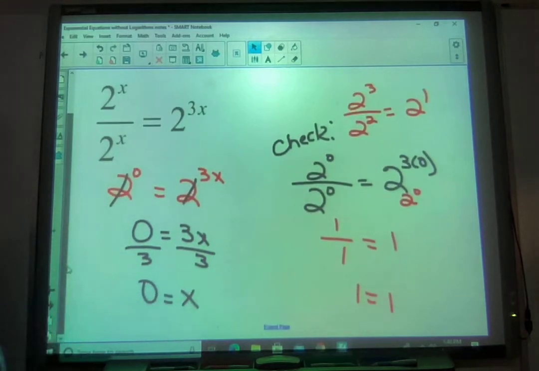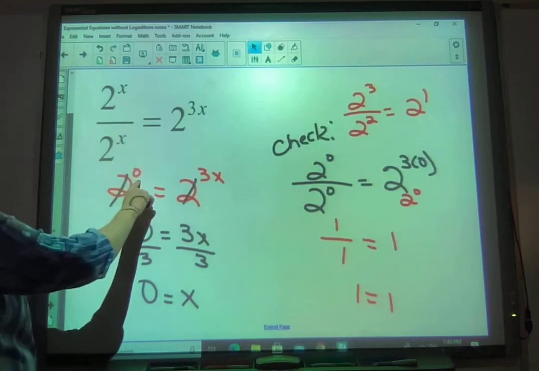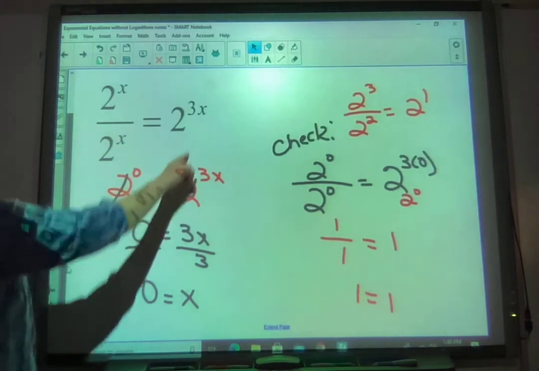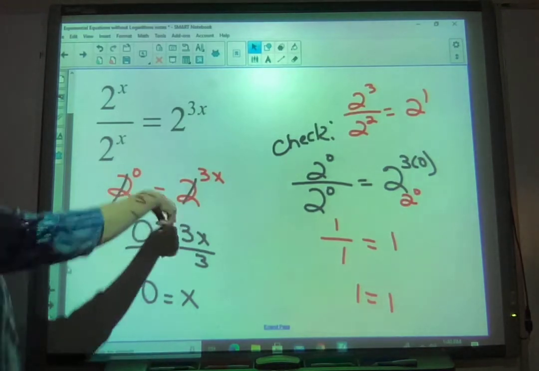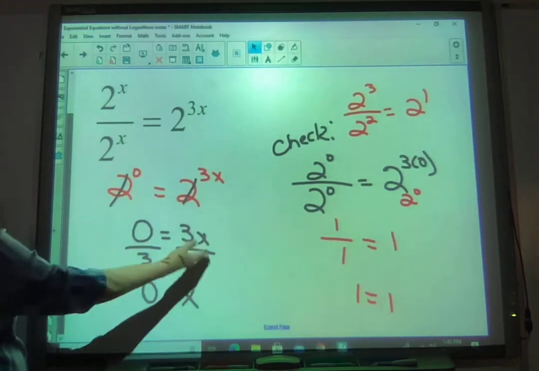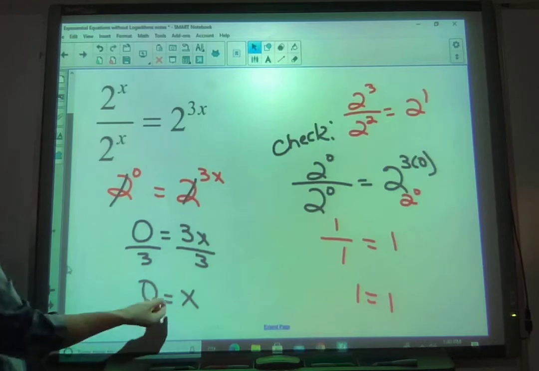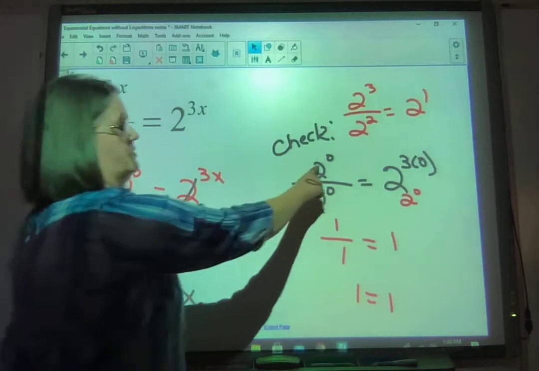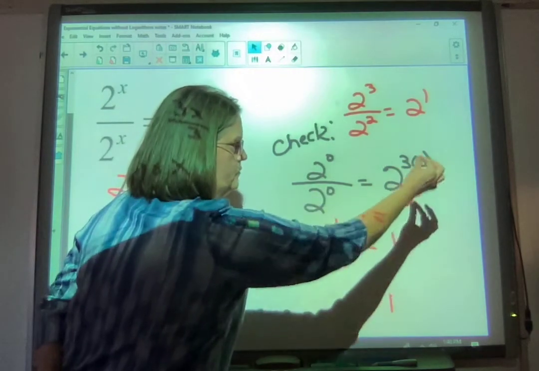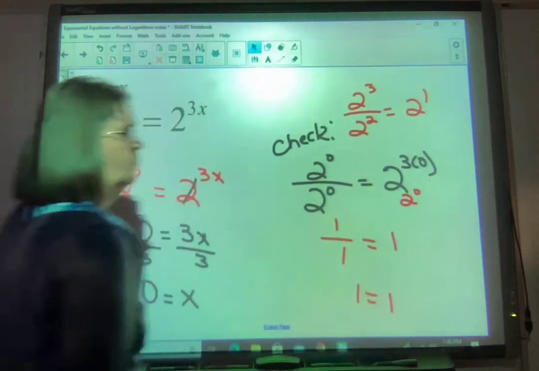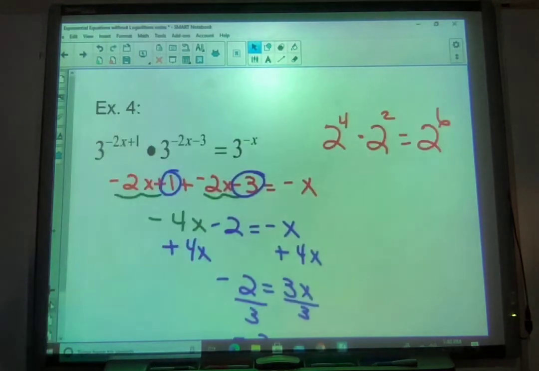Now, this one says 2 to the x over 2 to the x. Well, if you remember your exponent rules, when they're like that, you subtract exponents. So x minus x is 0. So 2 to the 0 power equals 3 to the 3x power. So therefore, again, drop your bases. 0 equals 3x, divide by 3 on both sides, and 0 is x. Now you do your check over here. 2 to the 0 over 2 to the 0 is 1 over 1, and 3 times 0 is 0. 2 to the 0 again, so 1 equals 1. Let's do the next one.